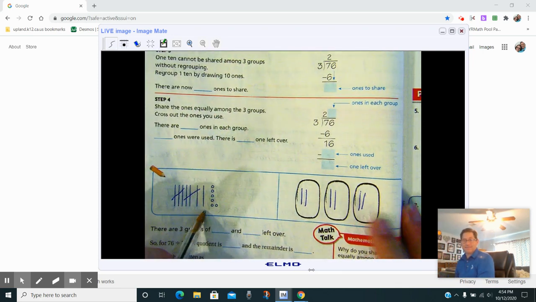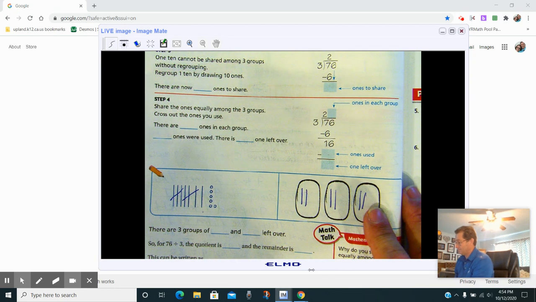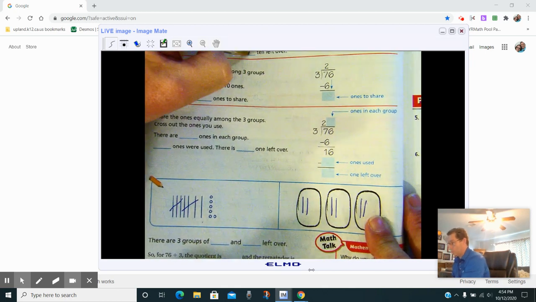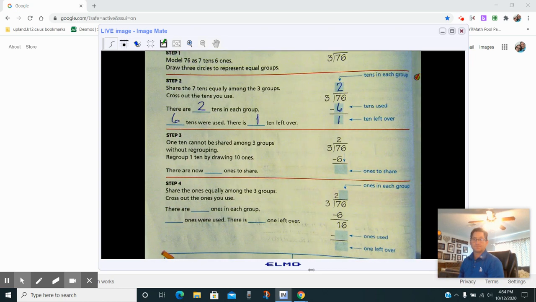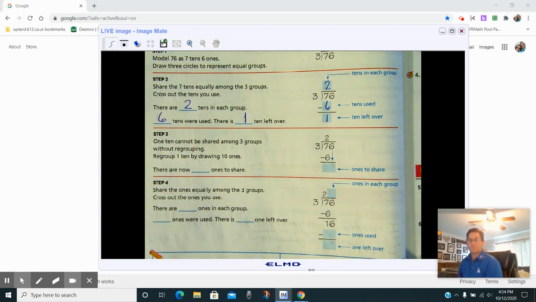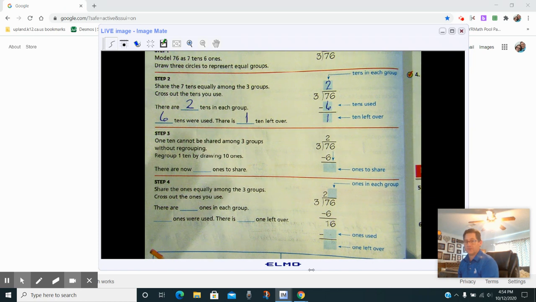All right. So how many ones? So there are 2 10s in each group. There were 6 10s used. There's 1 10 left over. Okay, so that's where we're at so far. We shared as many 10s as we could. 1 10, step 3, cannot be shared among the 3 groups without regrouping.